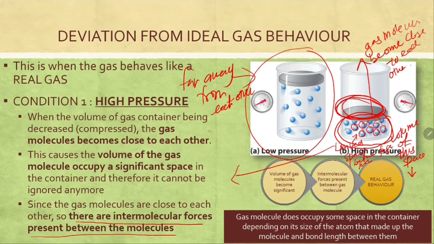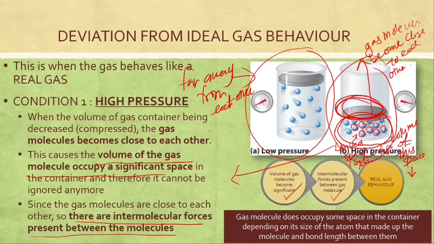That means now at this condition of high pressure, the volume of the gas molecules occupies a significant space in the container, and therefore we cannot ignore it anymore. So we need to consider that a gas molecule has a specific volume, and therefore we cannot neglect it from the ideal gas behavior. So when these two conditions happen at high pressure, the volume of gas molecules becomes significant and intermolecular forces are present between the gas molecules. Again, why? Because the molecules are very close to each other at high pressure. So instead of being an ideal gas, it deviates from ideality. It deviates from ideal gas behavior.